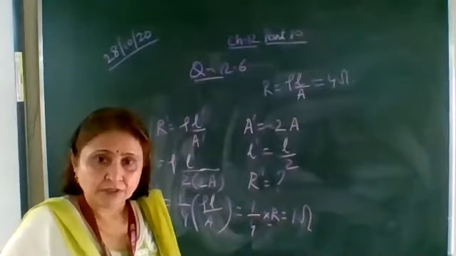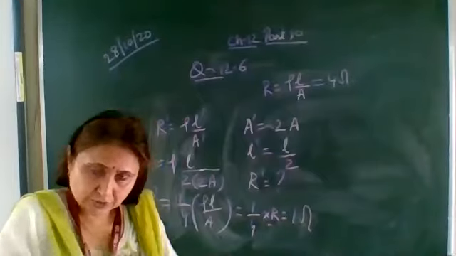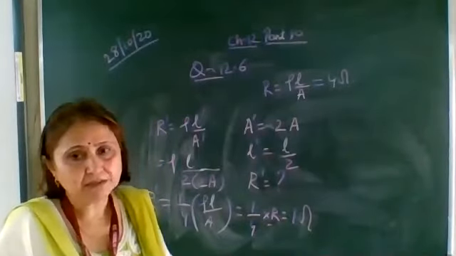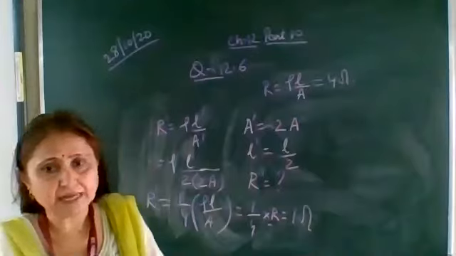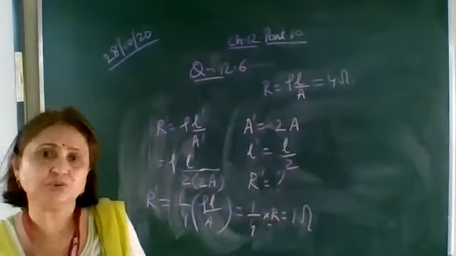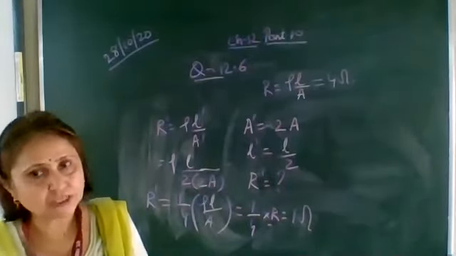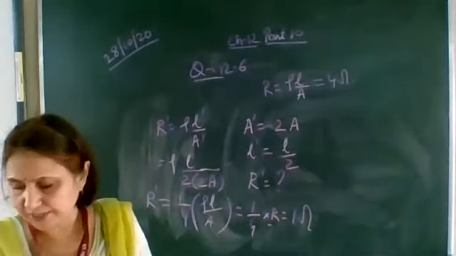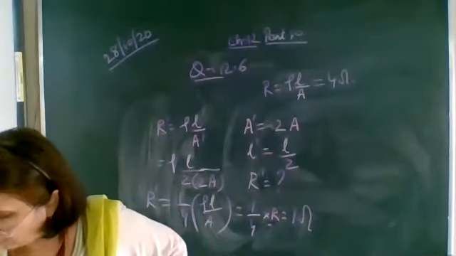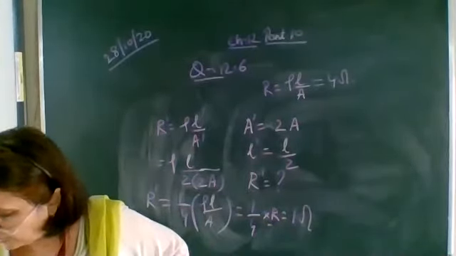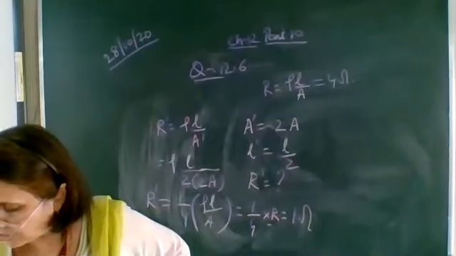So here the cross-sectional area is doubled and the length is half. In the previous question, we had done that the wire is stretched to double its length, so the cross-sectional area will be half. Then there are a few questions given on page 209. These are the unsolved questions.